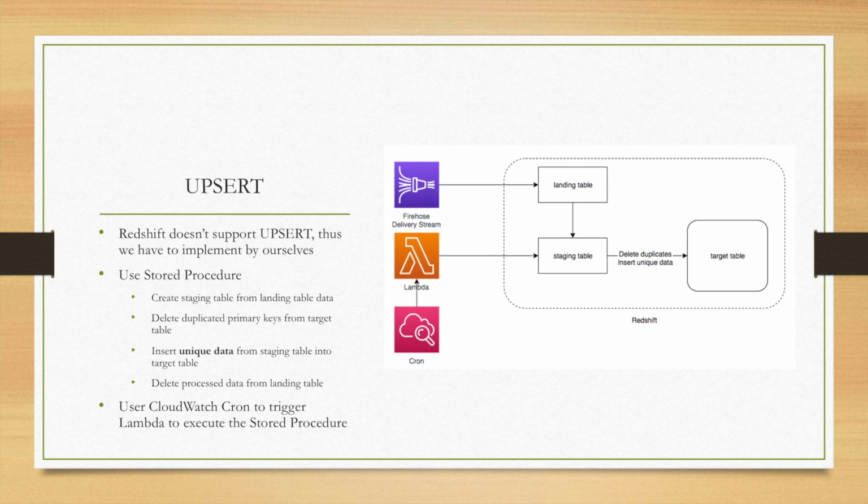Redshift provided stored procedures in recent months. So we can use a stored procedure to implement such an upsert mechanism. Let's see how to do it. First, we use the landing table. And Firehose will copy the data from S3 into the landing table. Then we create a staging table from the landing table data. Next, we delete duplicate primary keys from the target table. The next step is to insert the unique data from the staging table into the target table. Since in the last step we already deleted those primary keys, inserting unique data into the target table ensures there's no duplicate data in the target table. Then the last step is to delete processed data from the landing table.